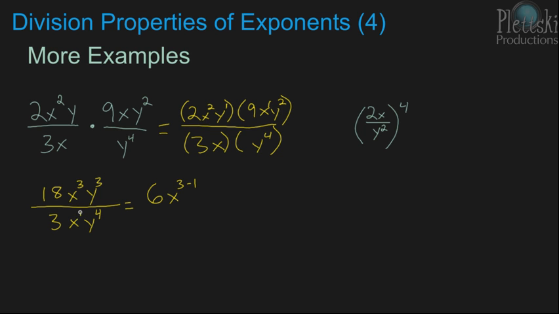Remember, there's a 1 on the x in the denominator. So when we use the quotient of powers property, we just subtract the exponents. So we do x to the third minus 1. And then we do y to the third minus 4, because 4 is in the denominator. And we'll get 6. X to the 3 minus 1 is 2. And then y to the 3 minus 4 is going to be a negative 1.